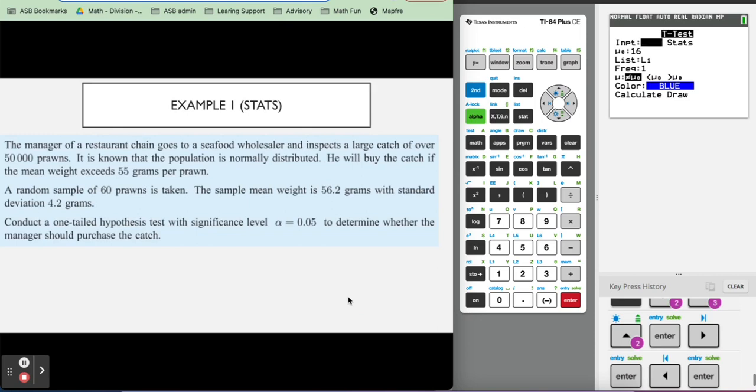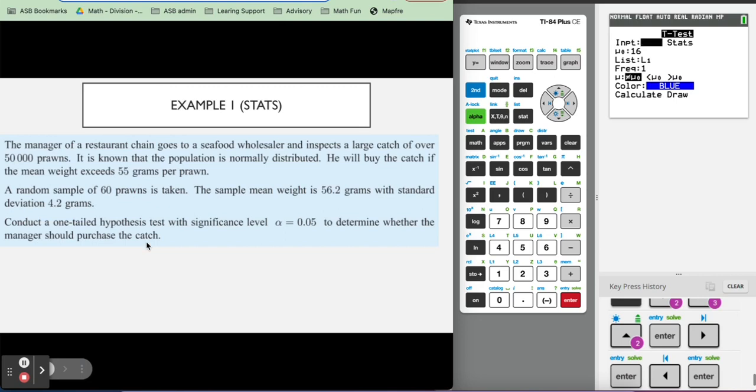The first one: the manager of a restaurant chain goes to a seafood wholesaler and inspects a large catch of over 50,000 prawns. It is known that the population is normally distributed. We will buy the catch if the mean weight exceeds 55 grams per prawn. A random sample of 60 prawns is taken. The sample mean weight of this sample is 56.2 grams with a standard deviation of 4.2 grams. Conduct a one-tailed hypothesis test with significance level of 0.05 to determine whether the manager should purchase the catch.